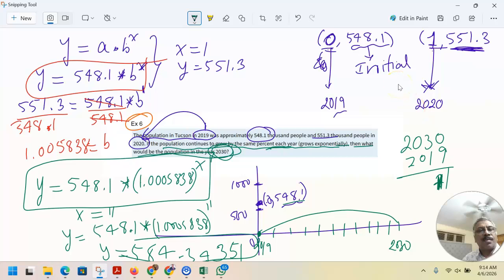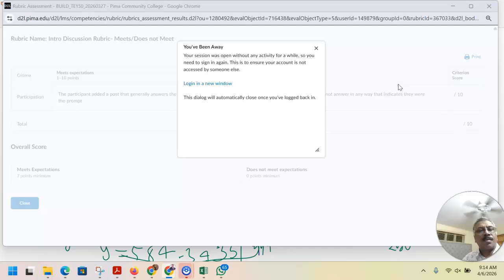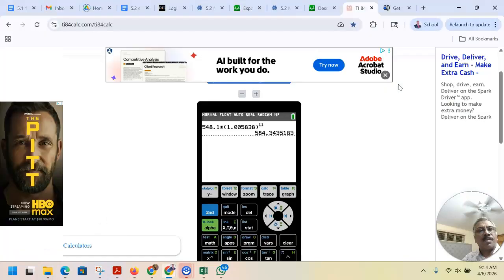Hope that helps. Let's take another one. Now, sometimes it's not always going to be a zero. This became easy. What if the question is different? Now look at the next question. It is a little hard.